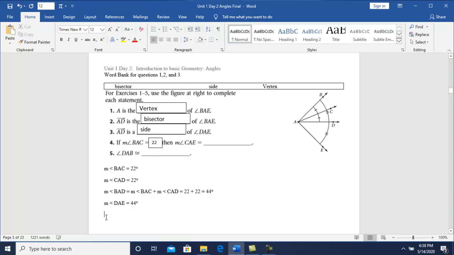Now we're looking at the next part. To figure out what the measurement of CAE is going to equal, you're going to have to take the measurement of CAD and add the measurement of angle DAE. So that's got to equal 22 plus 44, which is going to equal 66 degrees.